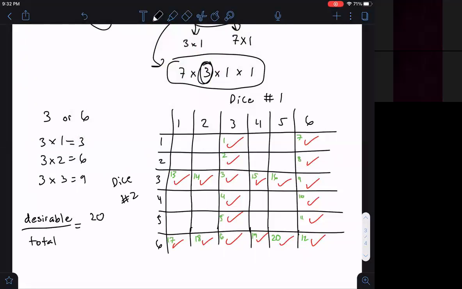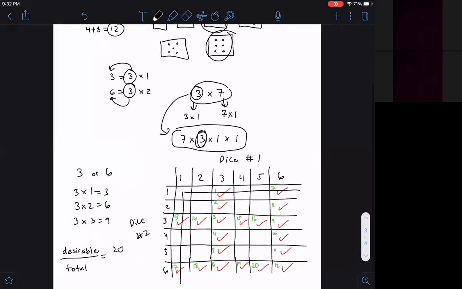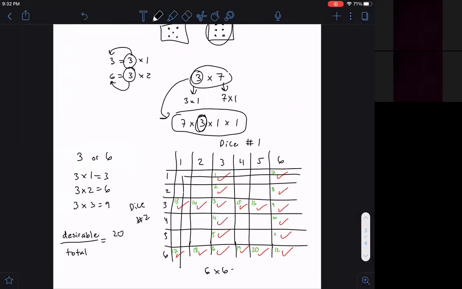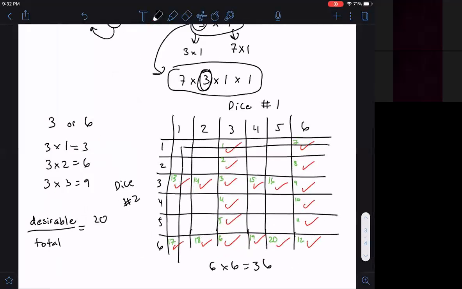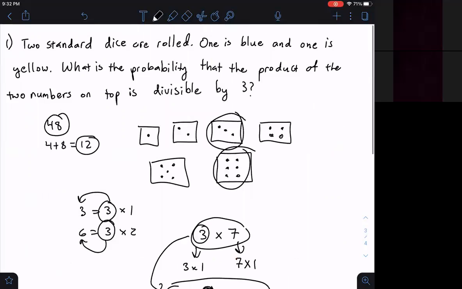And what is the total? The total is 6 by 6. Now 6 times 6 is just 36. So our answer is going to be 20 over 36, which is equal to 5 over 9. So finally, the probability that the product of the two numbers on top is divisible by 3 is going to be 5 over 9.